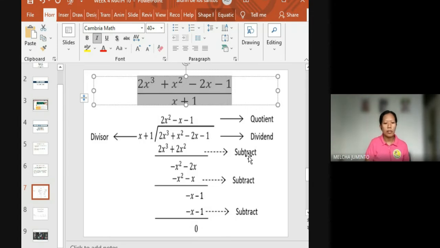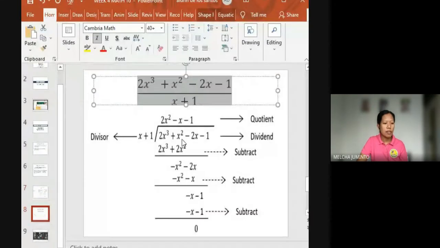So in long method, from the name itself, long, the process requires many operations and in detailed form. But in the next method, it will be simplified. You will not see the variables in the solution. All you will see in the solution are numbers. So the process are the same. The only difference between the long method and synthetic division is that in synthetic division, we omit the variables. We only use the numbers. Okay, let us proceed with synthetic division.